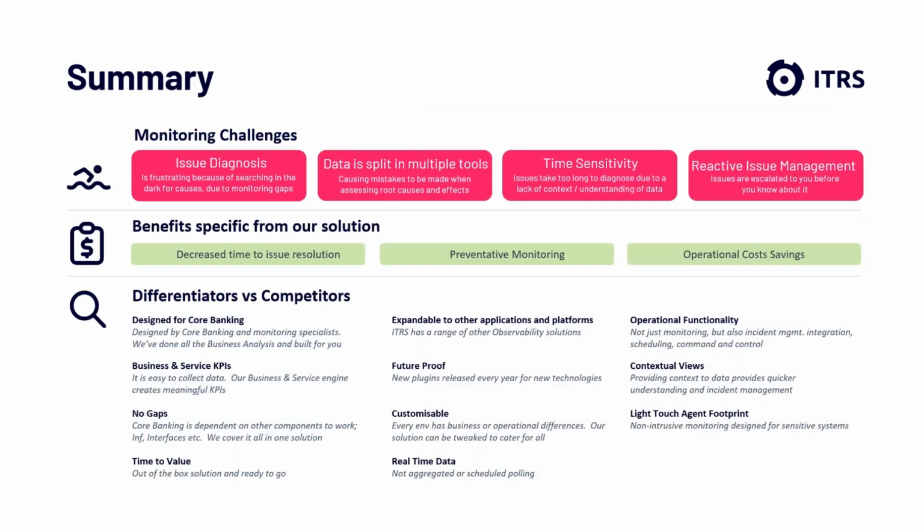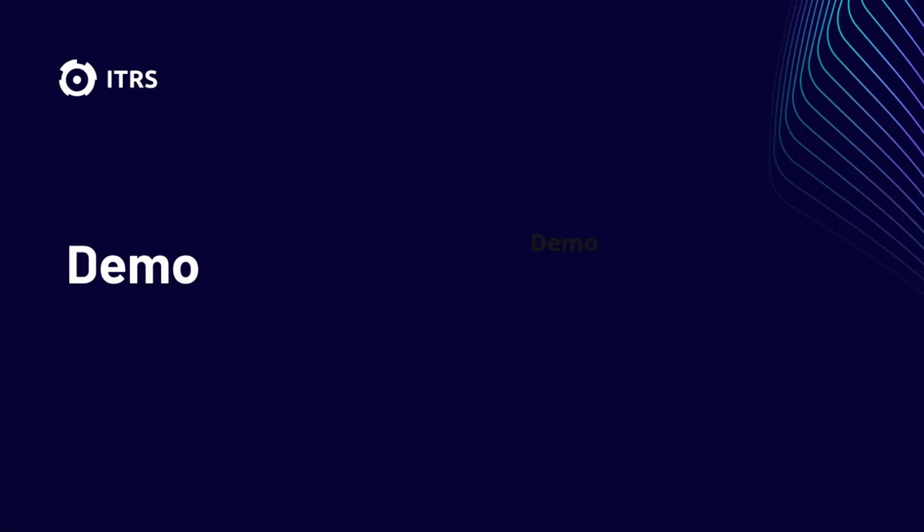So, quick summary. I'm not going to read this, but we've gone through those challenges. We've gone through the benefits of our system, and then we've gone through the differentiators versus the competitors. Like I say, some people can do some of those differentiators, but no one can do all of them. So, onto a quick demo. I'm not going to go into huge detail because I've shown you the system already.